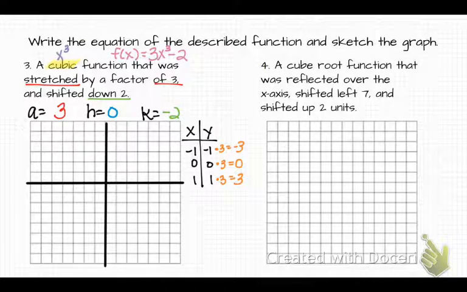Okay, so I'm going to plot those points first. So I have -1, -3, 0, 0, and 1, 3. Is that my final graph? No, what else do I have to do to it? Shift it down 2. Each of those points needs to go down 2 units.